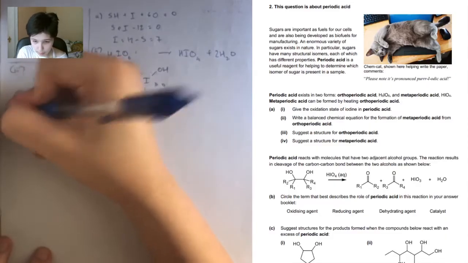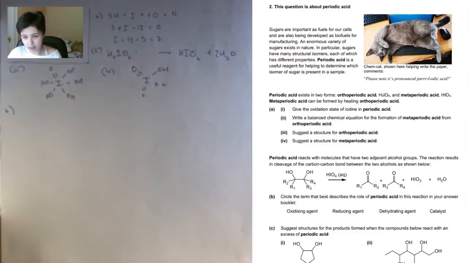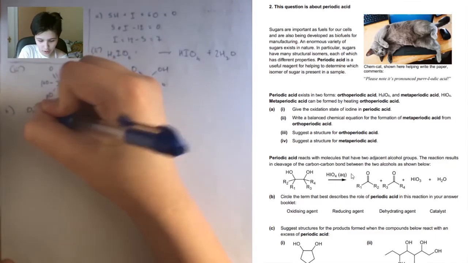For question B, circle, looking at the reaction here, circle the term that best describes the role of periodic acid in the reaction. So this is basically asking whether this reaction is a reduction or oxidation, and well, looking at the functional group level of these two carbons, they go from each having a functional group level of 1 to having a functional group level of 2. So I'm going to say that that's an oxidation, ox.